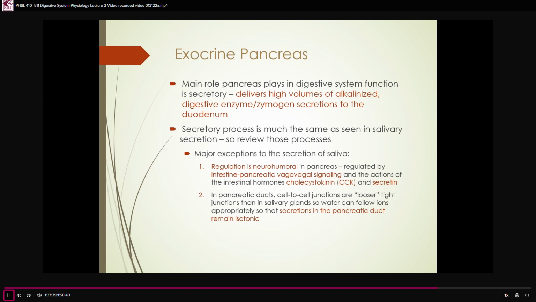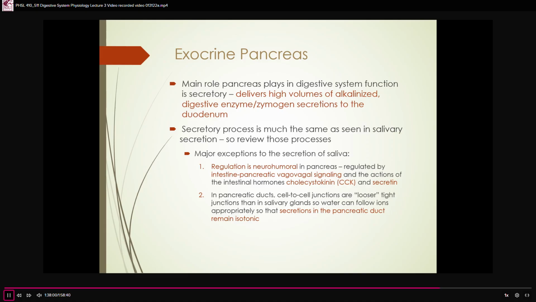But the ducts are really loose, and so as the ducts modify it, they're going to add a huge amount of base to it, bicarbonate alkali base, and the base that they add is going to create an osmotic gradient, and because water can follow the ions, the more bicarb you dump out, the more water is going to move into the ducts.